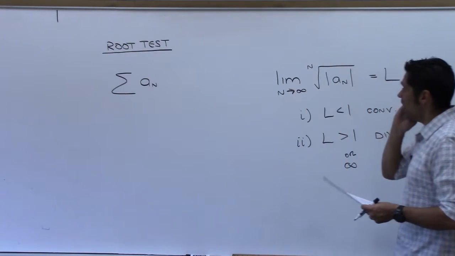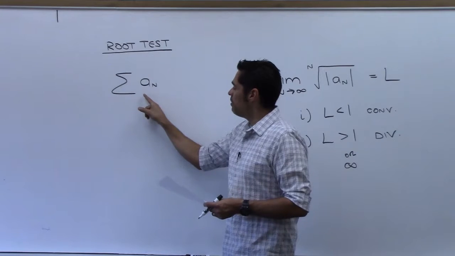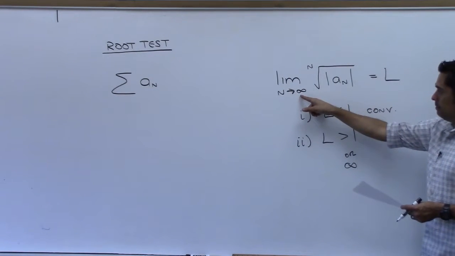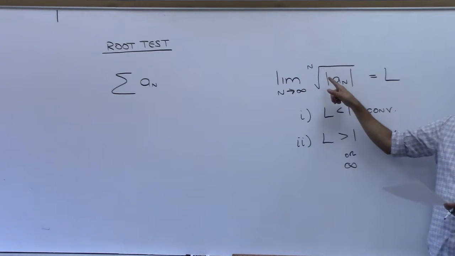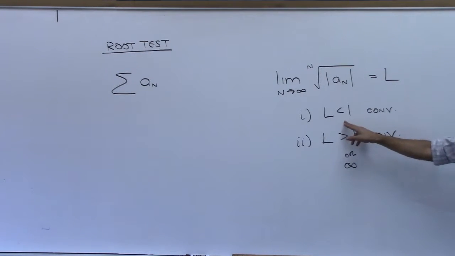So what does the test say? We have some series. We can't figure out if it converges or diverges. We take a look at the sequence. We take the limit of the absolute value of the sequence, and then we take the nth root. And if this limit turns out to be a number that's less than 1, it converges. If it's greater than 1 or infinite, it diverges. So let's just take a look at an example.